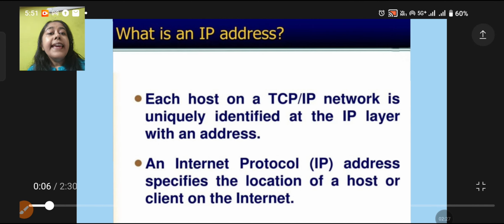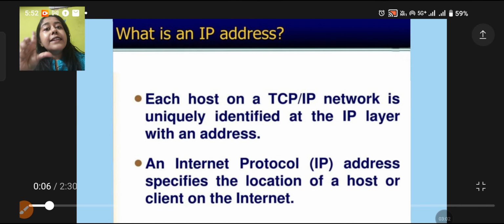Each host on a TCP/IP network is uniquely identified at the IP layer with an address. Whenever we are using the internet, each and every host is assigned an address, and that is your IP address. You have studied and heard this term, IP address, many times. What is an IP address? That is the question here.